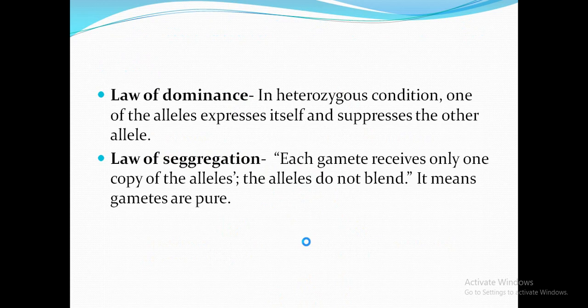Now, based on his observations in the monohybrid cross, Mendel formulated two laws, namely the law of dominance and the law of segregation. The law of dominance states that in heterozygous condition, one of the alleles expresses itself and suppresses the other allele. So one of the alleles, which we now call the dominant allele, expresses itself and suppresses the other allele.